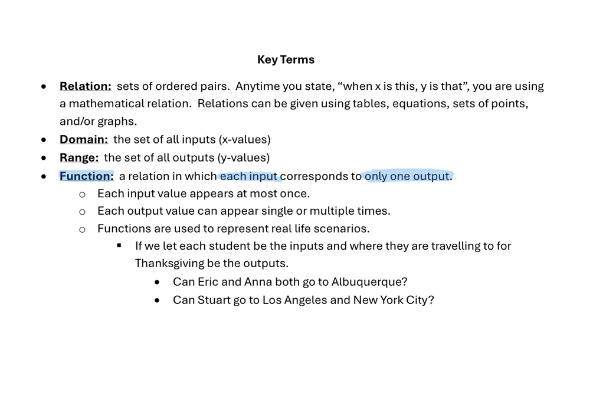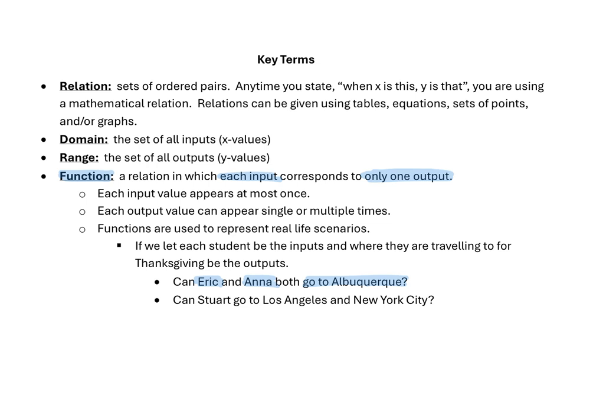So functions, these are used to represent real-life scenarios. For instance, if we let the students be the inputs, and we want to know where they're traveling to for Thanksgiving, be the outputs. So here are kind of some ideas. Eric and Anna are inputs. Can they both go to Albuquerque? Sure they can. They can even take the same car. And so this is allowed.